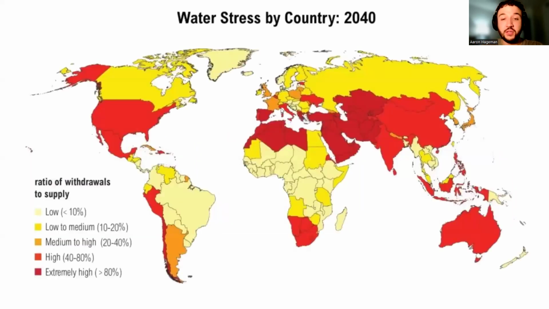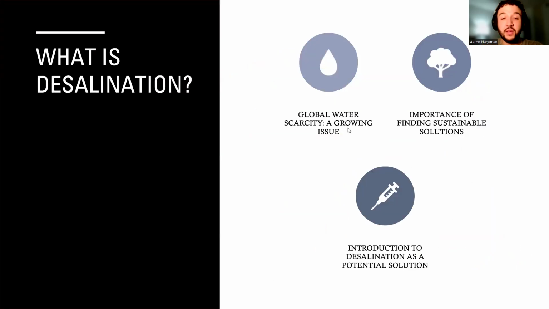This map shows a parched landscape of the global map, symbolizing extreme shortages projected by 2040. According to the World Resources Institute, 33 countries, particularly in the Middle East, will face high stress due to urbanization, population growth, and climate change. The desalination process removes salt and impurities from seawater to produce fresh water.